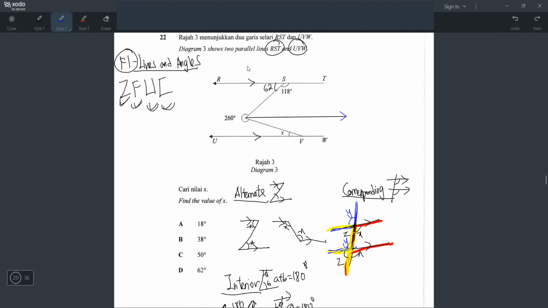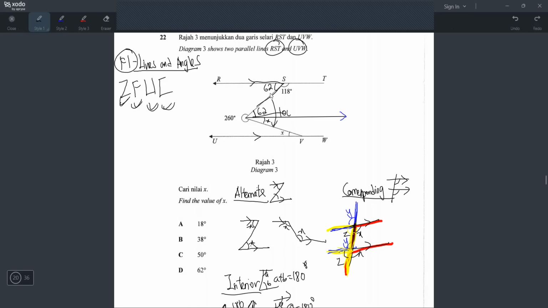So this line will be parallel with the other two lines as well. And the reason why I tambah is because I can apply the ZFUC. Because if you look at this, can you see the Z shape? Z, Z, Z. Right? So if the angle bawah here is X, this will be X also, right? But we already know this one is 62 because Z, Z, Z, ma. 62, 62, right?